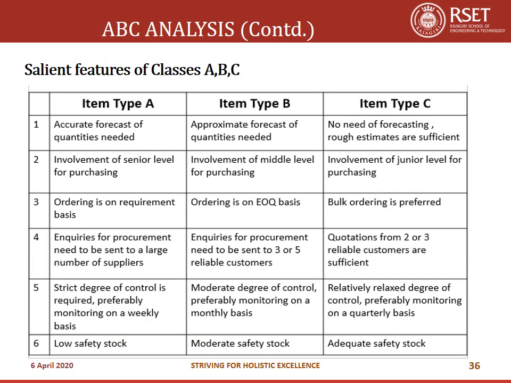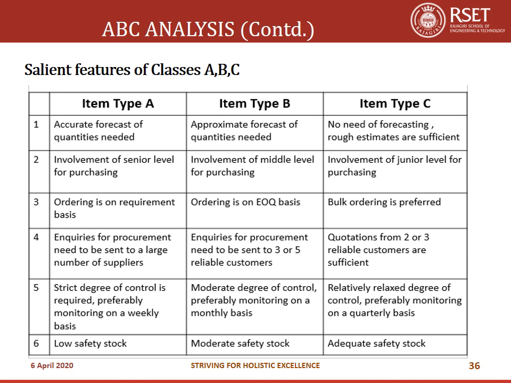So these are the different salient features of classes A, B, and C. For class A, accurate forecast of quantities is needed, whereas only approximate forecast of quantities is needed in type B, whereas there is no need of forecasting, only rough estimates are sufficient in type C. For purchasing item type A, involvement of senior level officials is required, middle level officials for item B, and junior level for purchasing item C.